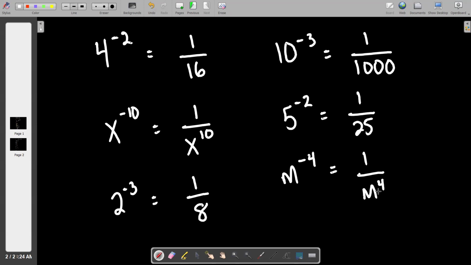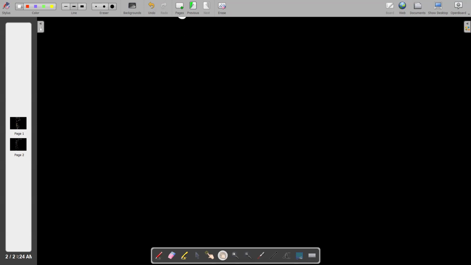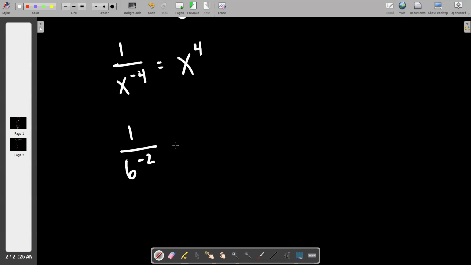The moral of the story is this, that when something has a negative exponent, it does not turn the answer negative. It just flips it. Now, you ready to have your mind really blown? Watch out for this one. Okay, now I'm really going to mess with you. 1 over x to the negative fourth is x to the fourth. 1 over 6 to the negative second is 36.